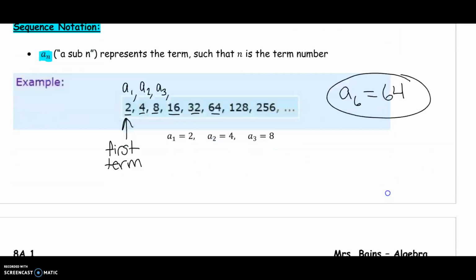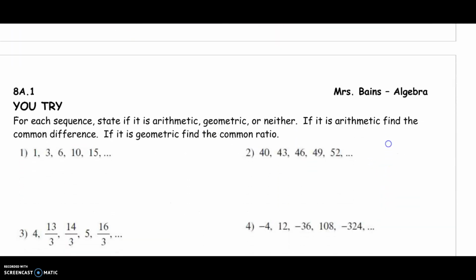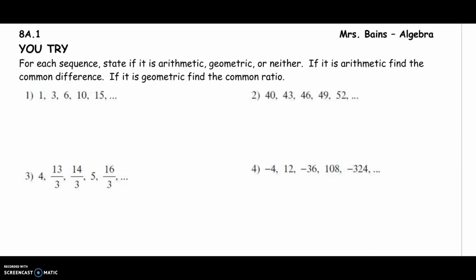Let's take a look at a couple of examples. For each sequence, I want you to state if it is arithmetic, geometric, or neither. If it doesn't have a common ratio or a common difference, then you would just say that it is neither geometric or arithmetic. If it's arithmetic, I want you to find the common difference, and if it's geometric, find the common ratio. Let's just do 2 together and you can finish the rest on your own.